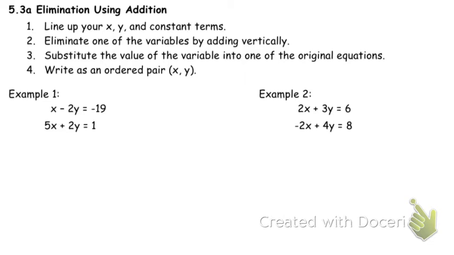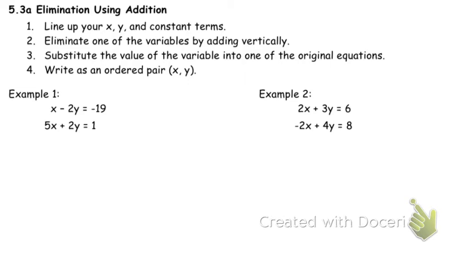In example 1, we have 2 equations: x minus 2y equals negative 19, and 5x plus 2y equals 1. Does that look like something we could solve by graphing or substitution as well? Yes, because it's still a system of 2 equations. But we're going to learn this new one called elimination.